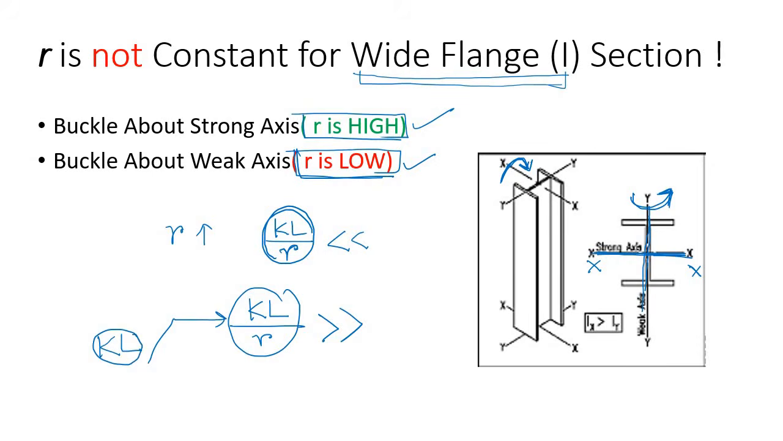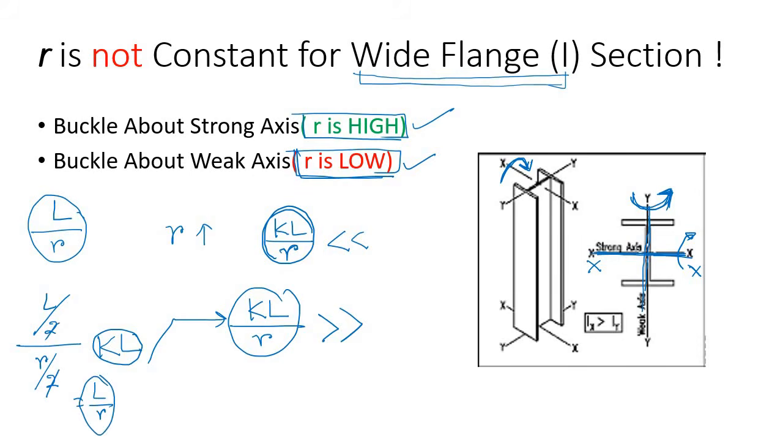So let's say initially when the column is buckling about the strong axis, the KL is L and the radius of gyration is R. But when it is buckling about the minor axis, let's say the effective length is L by 2 as well as the radius of gyration is R by 2. So we will have the same L by R. But when the column is buckling about the minor axis, what do we have to do? We have to maintain half the length of the column. How is that possible? Let's understand that.